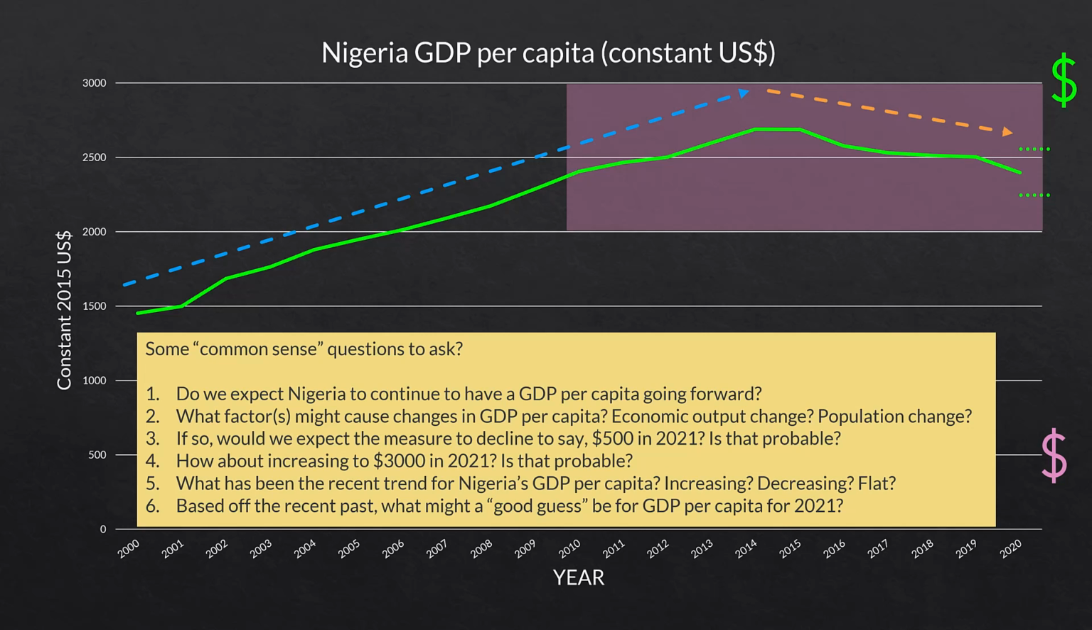Now, I'm not going to, nor should you ever, make a point forecast or an individual number forecast into the future. It should always be put in some interval. So here, I'm going to put this interval in these green dots and say, well, just based off common sense, looking at this graph, I think that's a likely location for 2021 to occur.